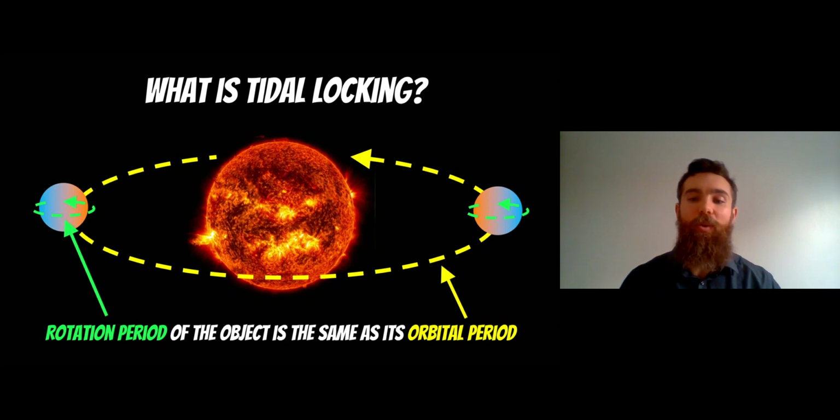So what is tidal locking? Well, it's where the rotation period of the smaller object is the same as its orbital period. If we take the example of a planet orbiting its star, it takes so long to do one orbital period, but the time it takes to do one full rotation matches that. So the same face of the smaller object is always facing towards the star. If you were looking from the star outwards, you'd always see the same face.